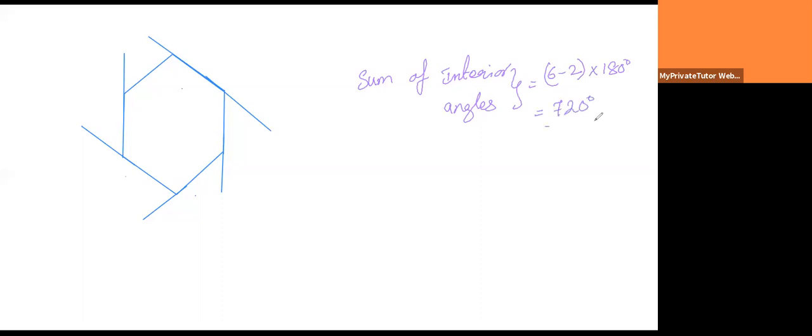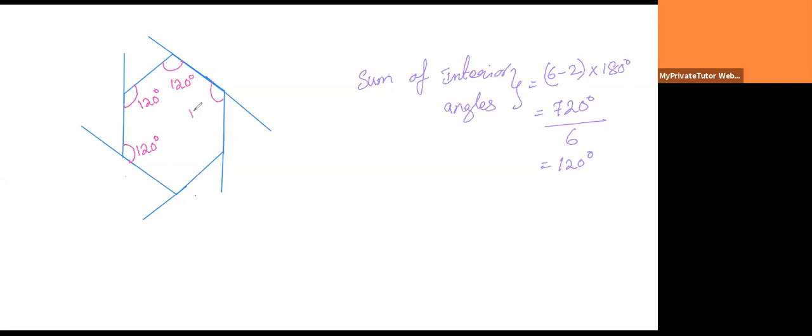So what is each angle? Each angle is 720 divided by 6, right? What is 720 divided by 6? I think 120. So each interior angle of this regular polygon is 120 degrees. So what is the exterior angle then? Any idea?